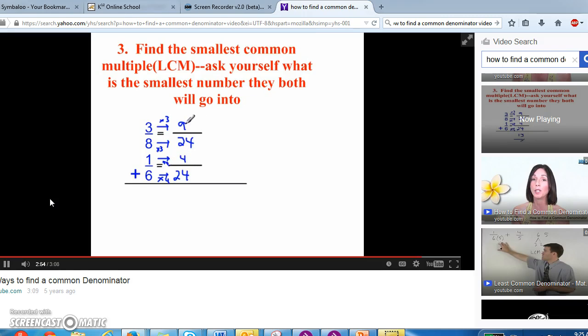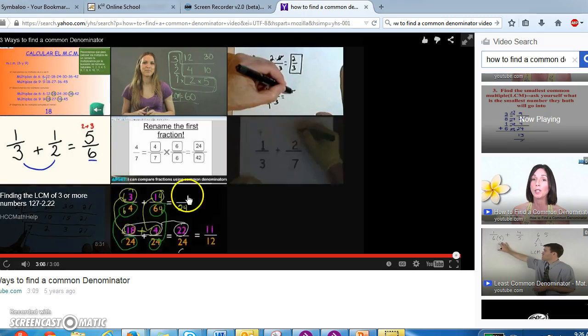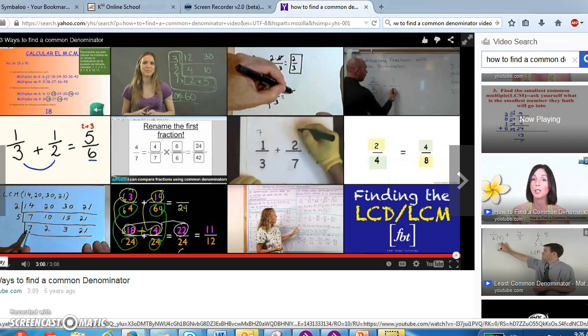And now we go ahead and add. 9 plus 4 is 13 over 24. Does not reduce. So there is our answer. And those are the 3 ways to find a common denominator. All right, great. So there is our common denominator.